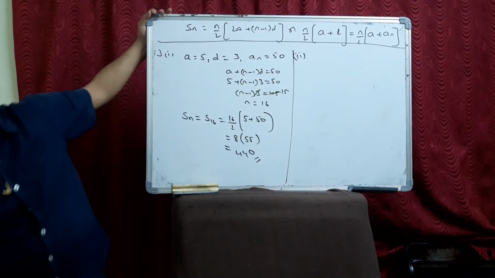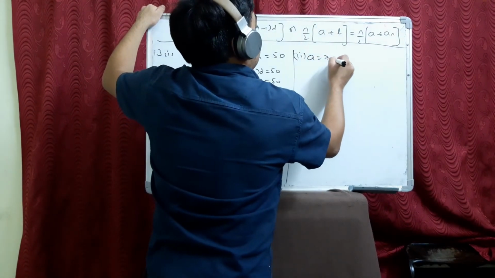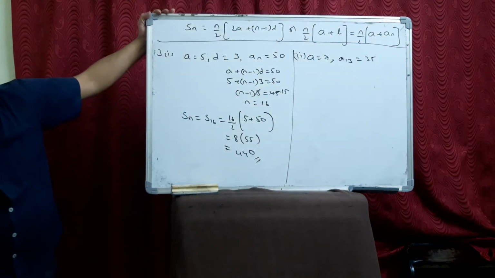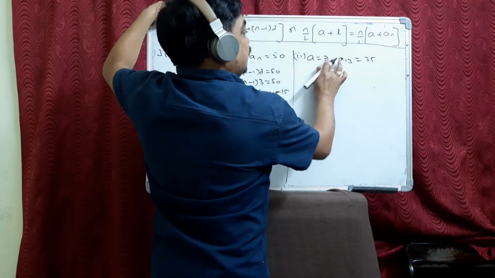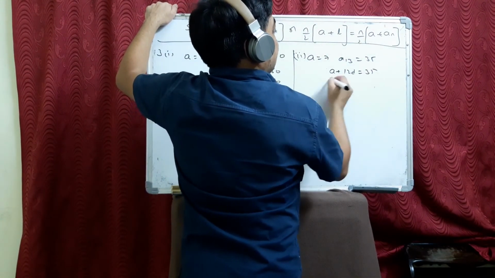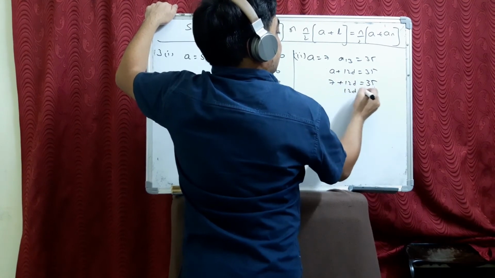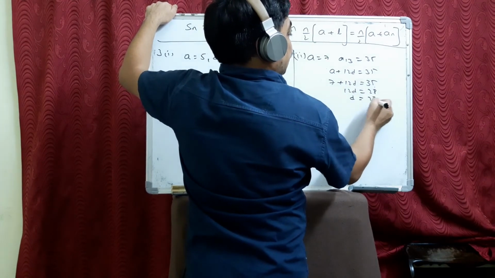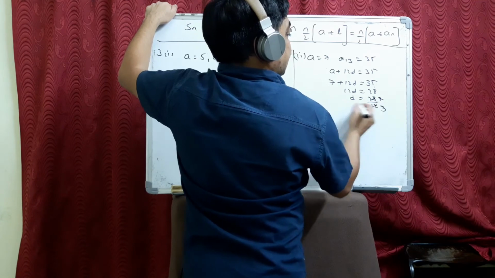A is 7. A13 is 35. A equal to 7. A13 is 35. And we are asked to find out D and S13. Let us find out D using this. A plus 12D, 35. 7 plus 12D, 35. 12D is 28. D is equal to 28 by 12. 4 7s, 4 3s. D is 7 by 3.